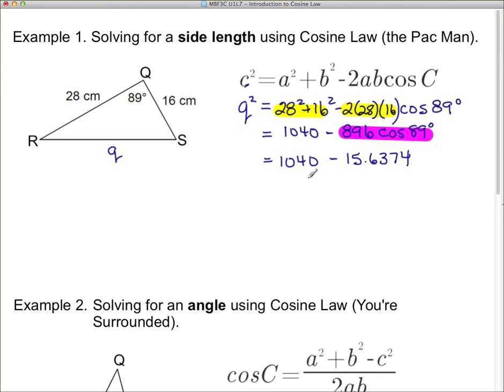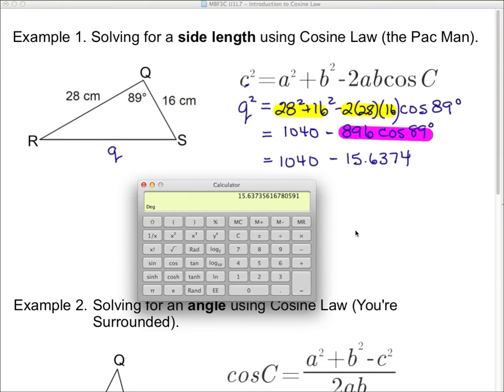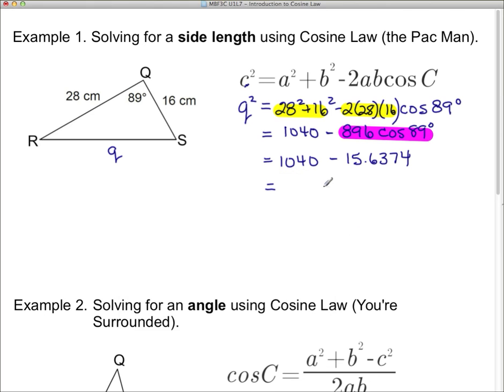Now I have to do that subtraction. So now I'm going to do the subtraction, and it's going to be 1040 minus 15.6374 equals 1024.3626. Now, is that our answer? Well, that would be a pretty funny triangle if this side was 28, this side was 16, and then this side over here was 1024. So we're not done. In fact, that is actually q squared.